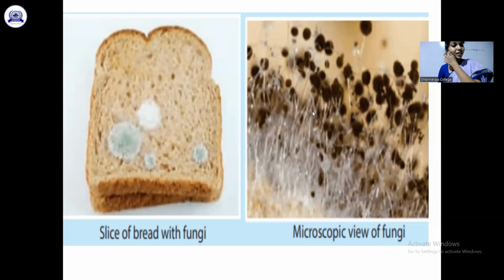Some fibers are there, and on top of them black colored spots are there. So this is a group of fungi called Mucor growing on bread, making our food not suitable for consumption.